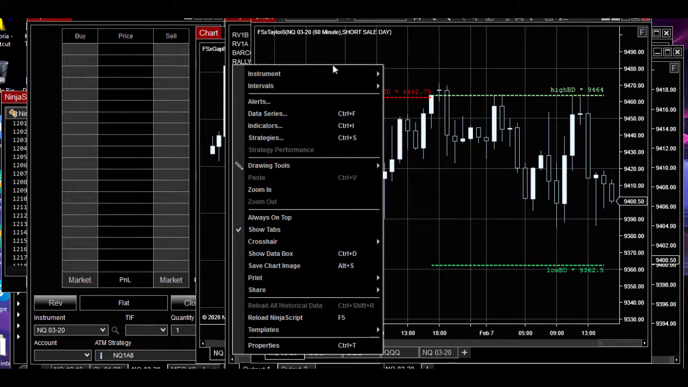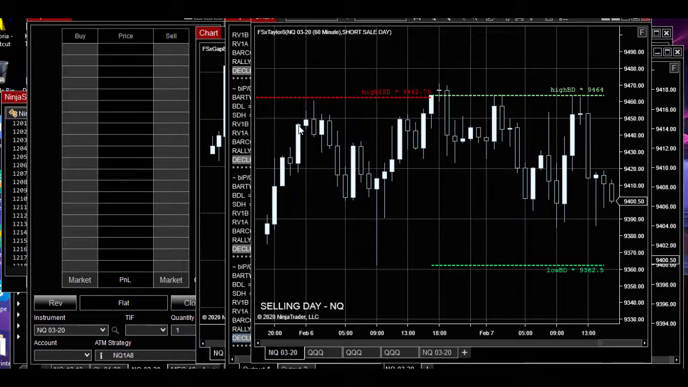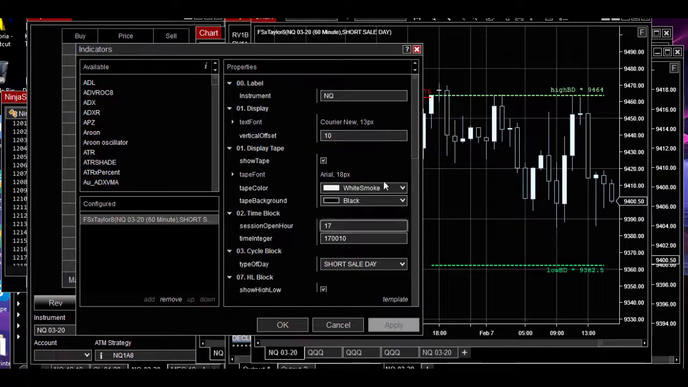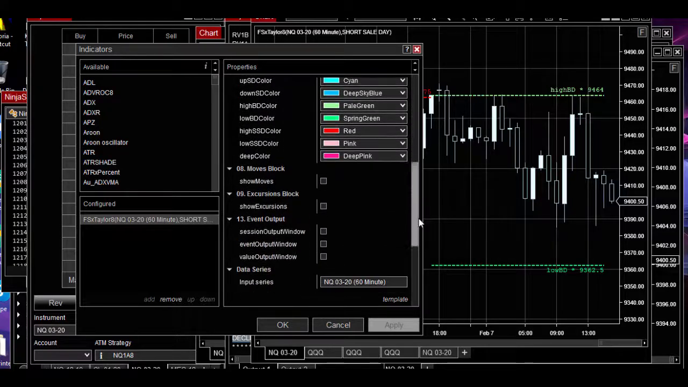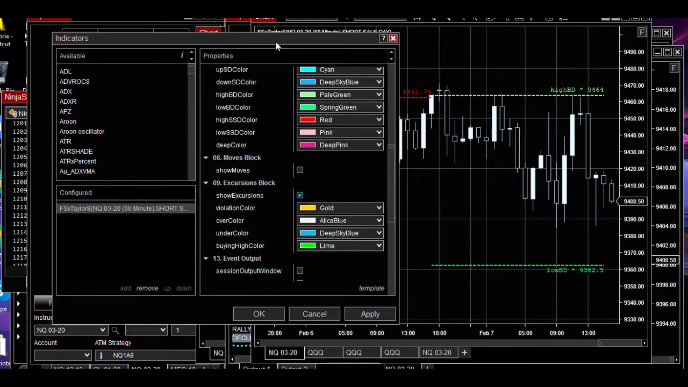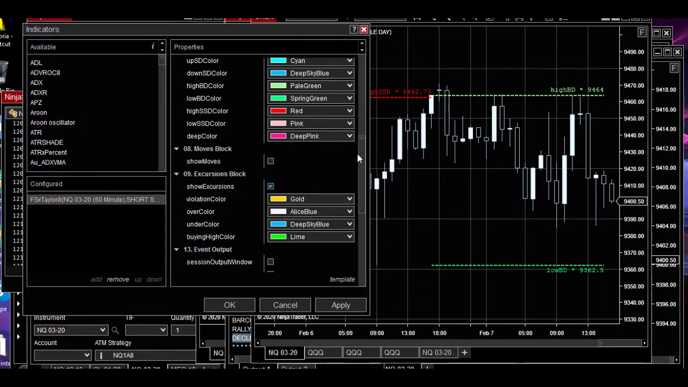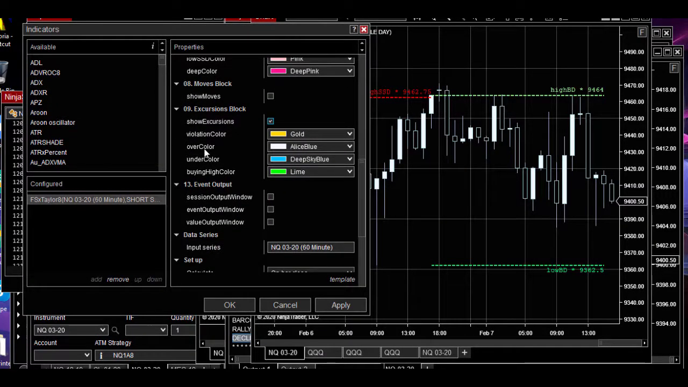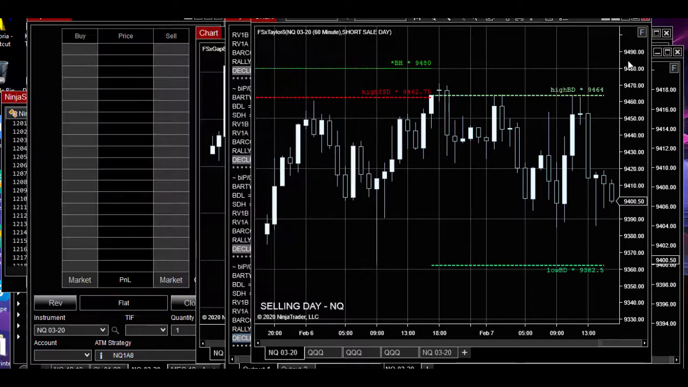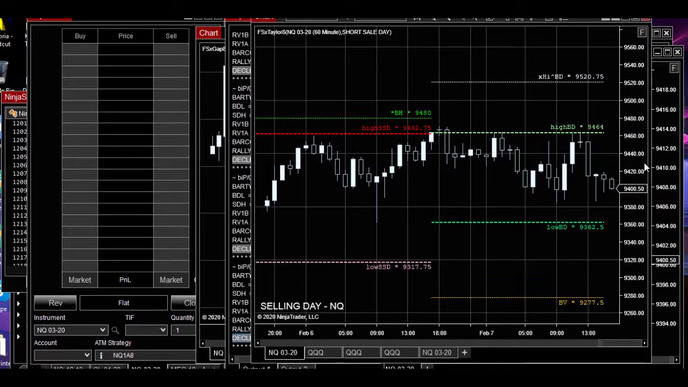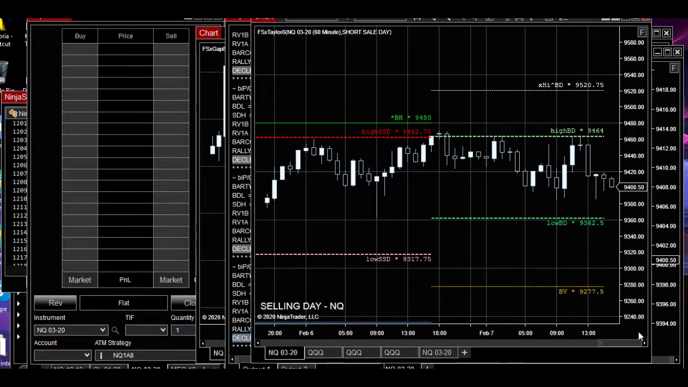So next up, what we want to do is turn on some more levels. Let's go with the show excursions. In the show excursions block, we have 4 categories: violation, over, under, and buying high. Let's take a look at those. Go back through the chart, look at these levels. The first one we're looking at is going to be the buying violation.